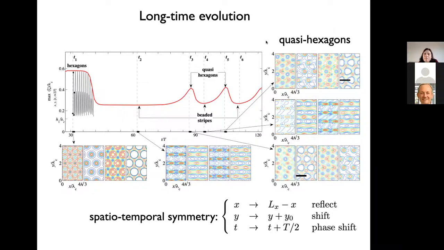Yes, can I ask you? But can you show the period in comparison with this T3, T4, like the period of oscillation? This axis here is in periods: 30 periods, 60 periods, 90 periods. And this is one period of response, and this is one period of forcing. Okay, I got it. Thank you.